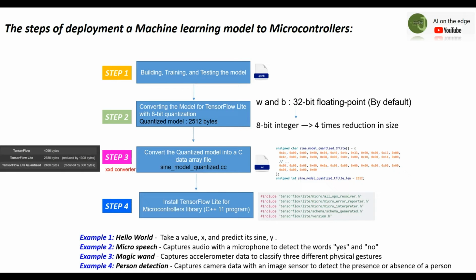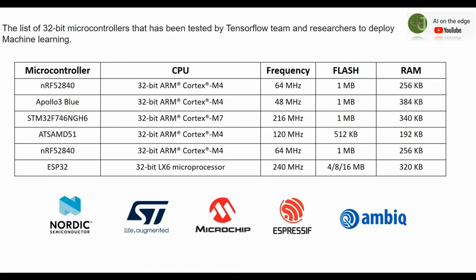And the magic wand. In this example, basically we will capture accelerometer data from the sensor, and we will predict whether this is a W movement or another movement. Person detection. In person detection, we will capture data or an image from the camera, and we detect the presence or absence of a person in the image.